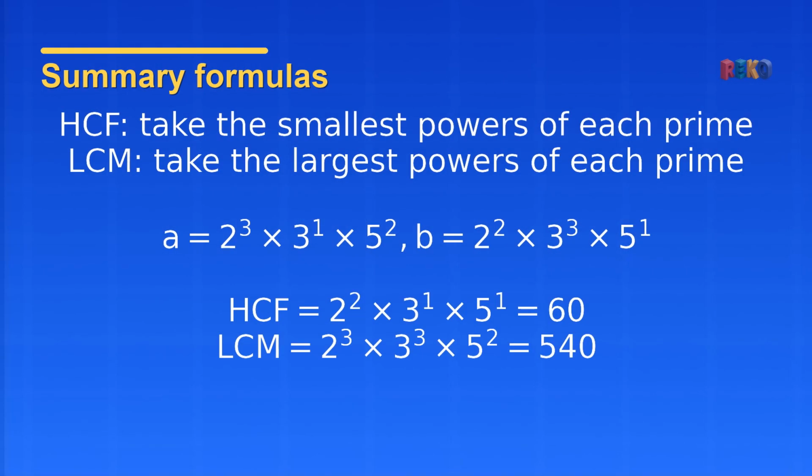To summarize, the highest common factor takes the smallest powers of each prime, and the lowest common multiple takes the largest powers. For example, if one number is 2 cubed times 3 times 5 squared, and the other is 2 squared times 3 cubed times 5, then the highest common factor is 60, and the lowest common multiple is 540.